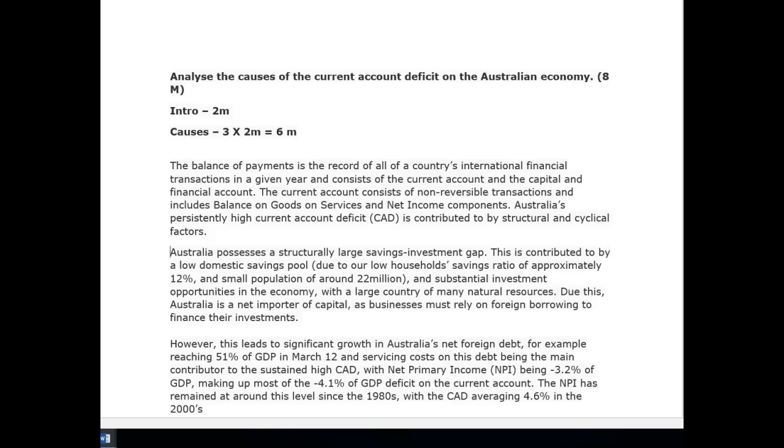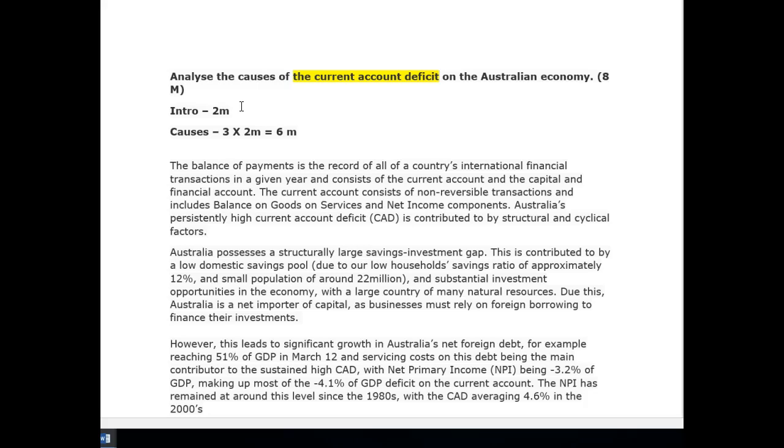Hi class, let's look at a question on balance of payment, focusing on the factors or causes. Our question is: analyze the causes of the current account deficit in the Australian economy. 8 marks, so we give 2 marks for introduction and we have to give 3 causes which carry 6 marks here.